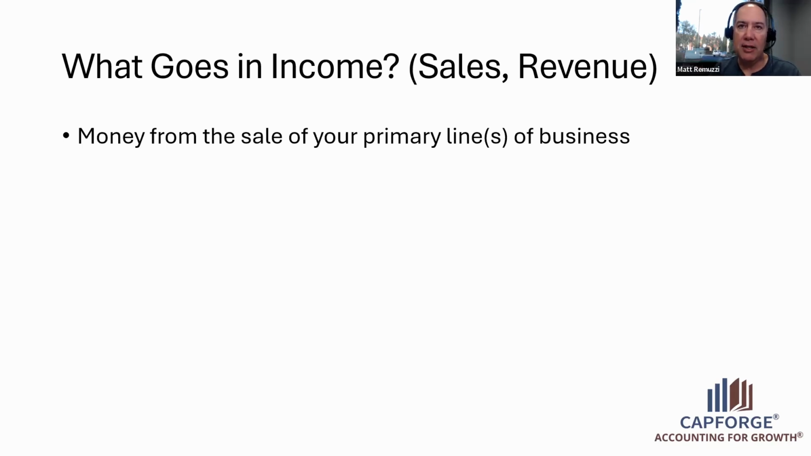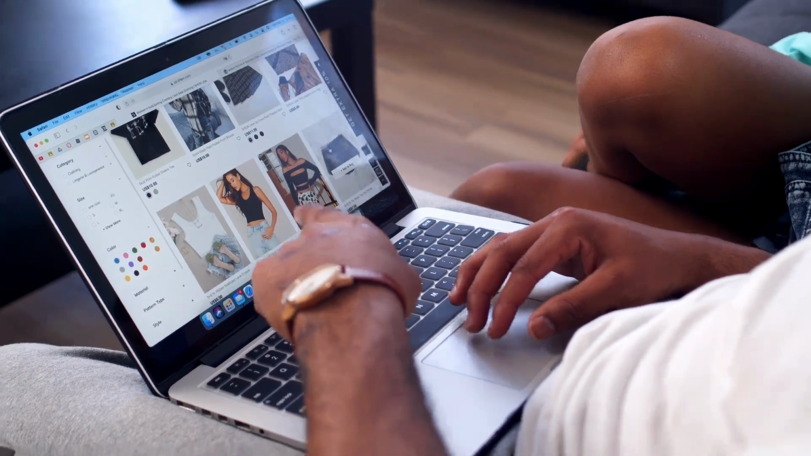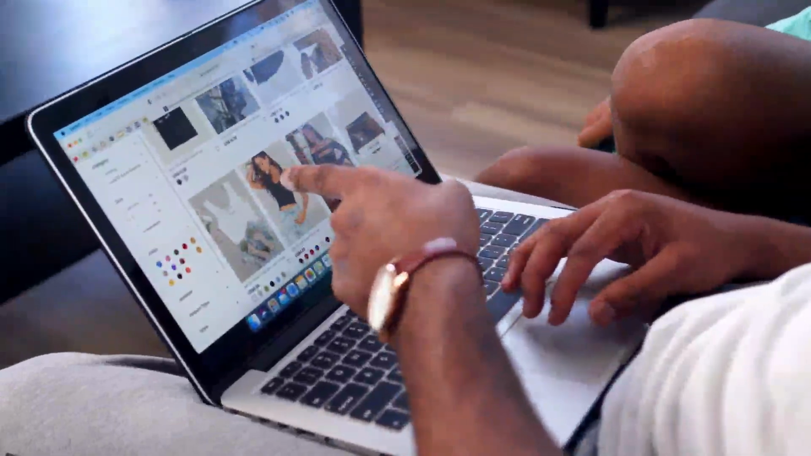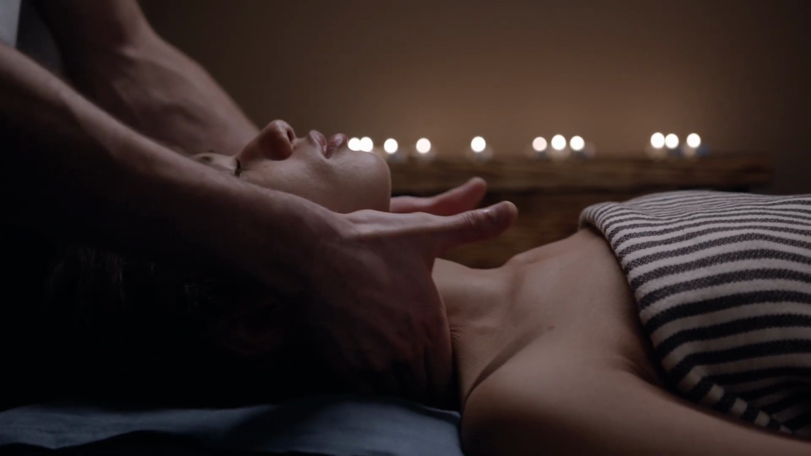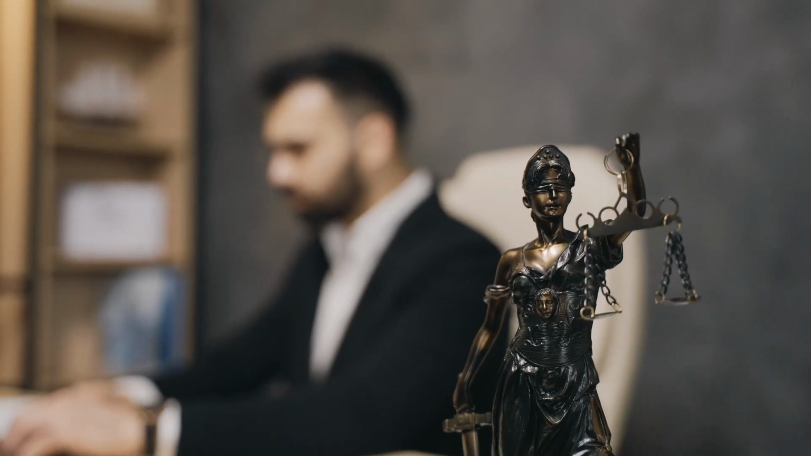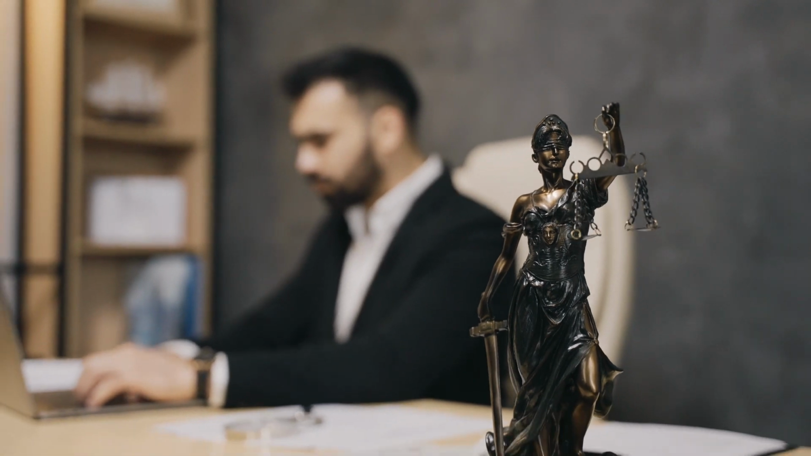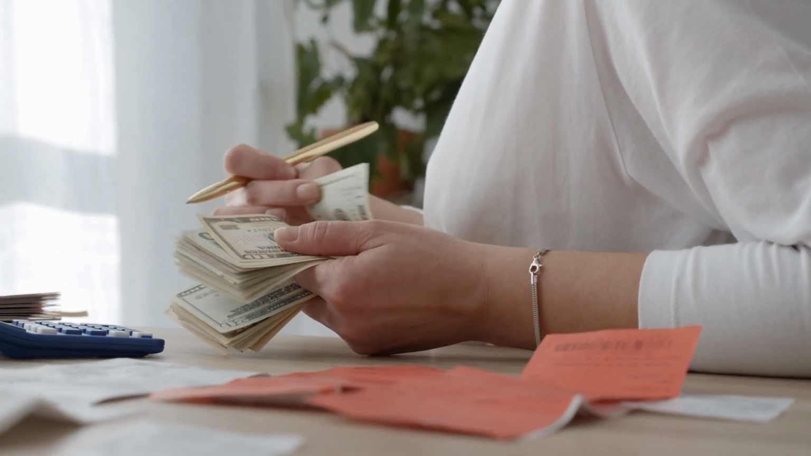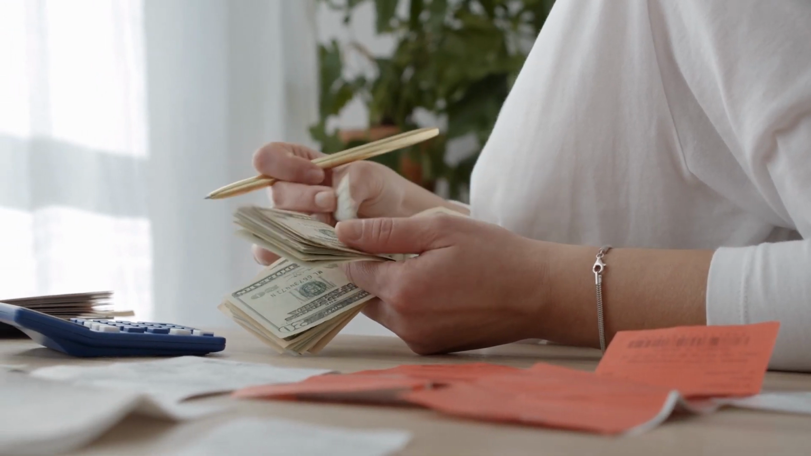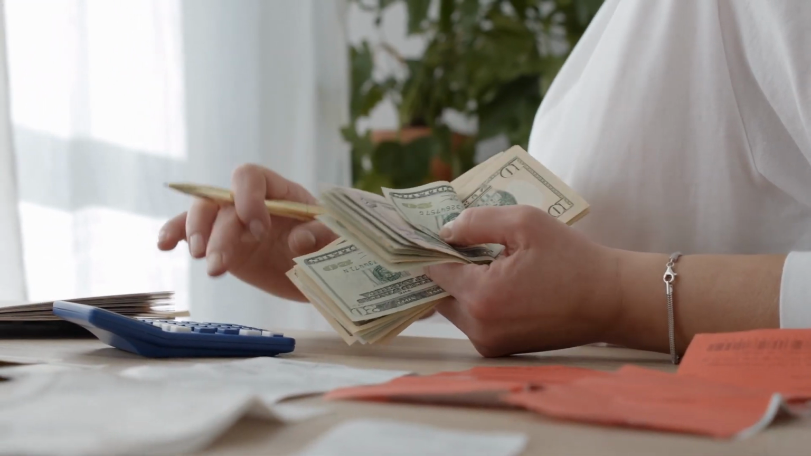So what goes in there is money from the sale of your primary line or lines of business. So if you're an e-commerce seller, it's the products you sell online. If you sell services, like a massage therapist, then it's the money you make from selling the massages. Or if you're an attorney, it's the money you make from providing legal services, etc. If you sell both services and products, it's the combination of all the money that comes in from the sale of those products and services.